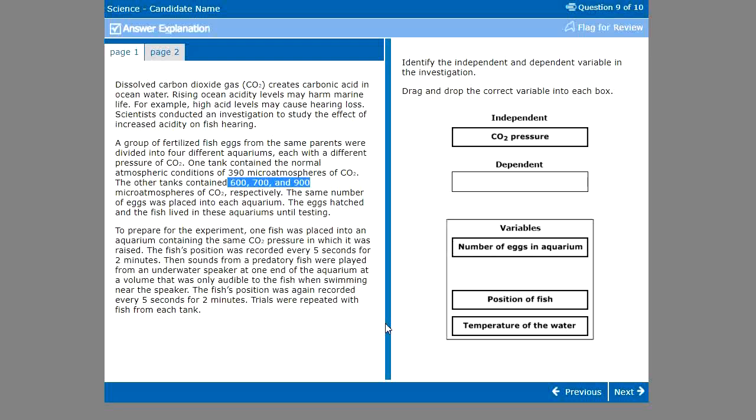Dependent variable is what we are measuring. Number of eggs is a constant variable. We are putting the same number of eggs in each aquarium. The temperature of the water is probably kept the same as well. Not sure if they stated it here, but it is a controlled variable as well. And what was measured was the position of the fish. The position of the fish was recorded every 5 seconds for 2 minutes.